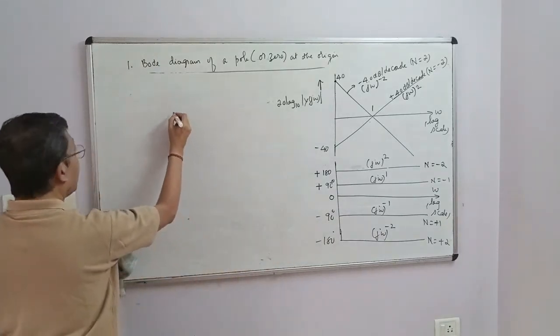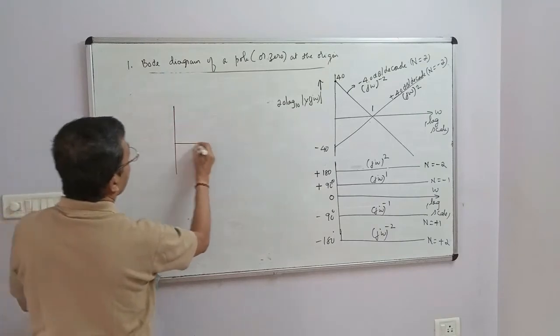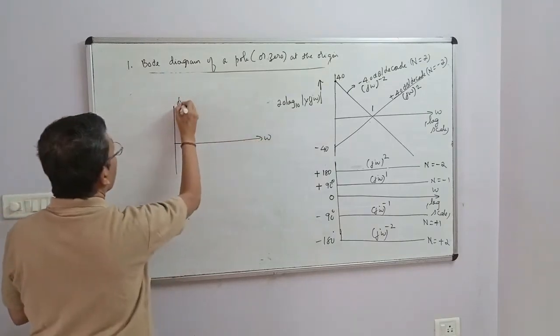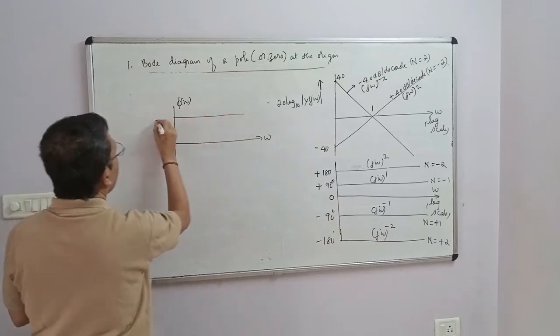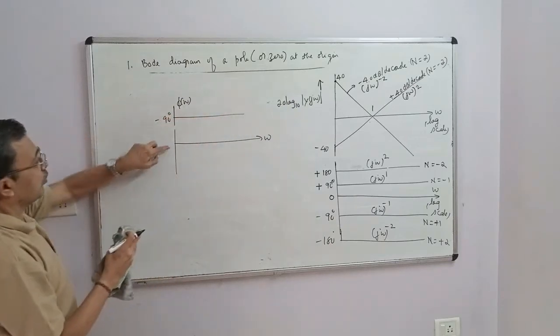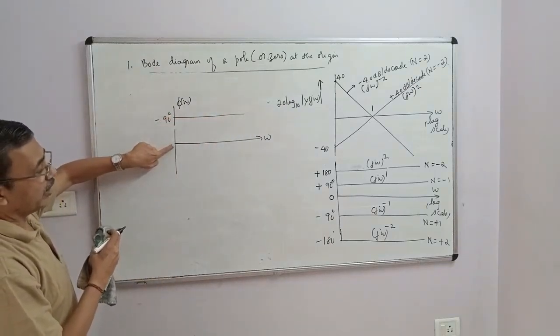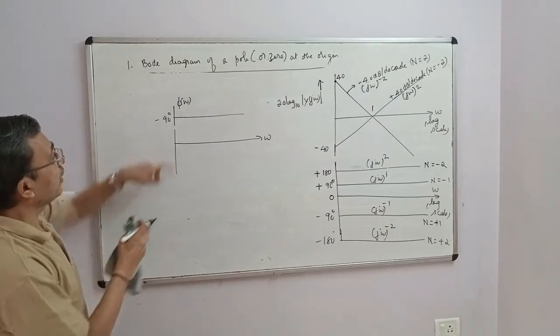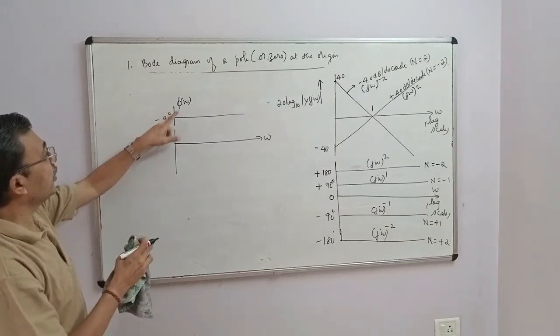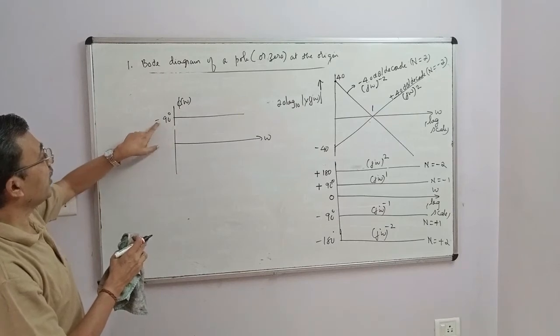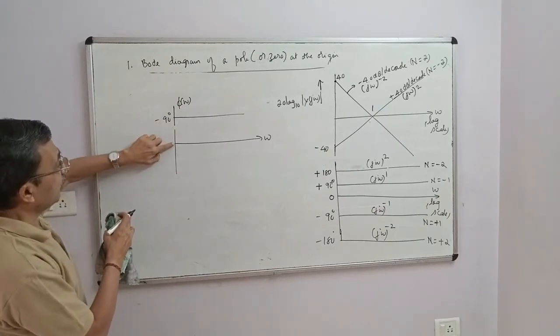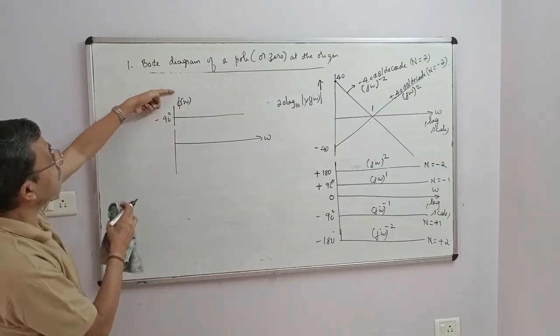Earlier, I drew the phase diagram like this. This was omega, phi of omega. I wrote here minus 90 degrees. In that case, please don't take this as 0 degrees. I want to clarify it. Earlier, I had written a figure for 1 by j omega, the phase diagram for 1 by j omega, and I had written this as minus 90 degrees. Therefore, this is not 0 degrees. 0 degrees is somewhere here.